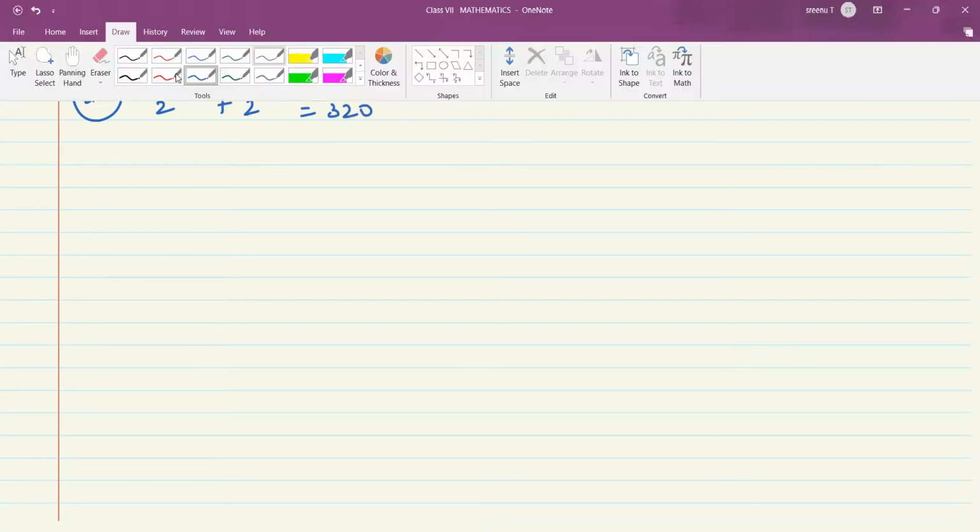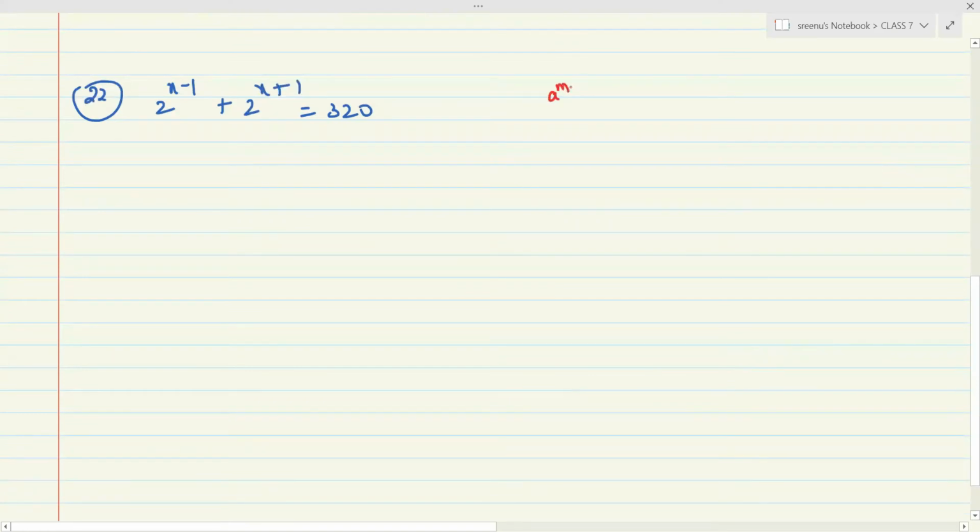Second. Chaitanya, read that question. 2 power x minus 1 plus 2 power x plus 1 is equal to 320. Then the value of x is? We have to use the basic formulas. a power m minus n is equal to a power m by a power n. a power m plus n is equal to a power m into a power n. These are the formulas.